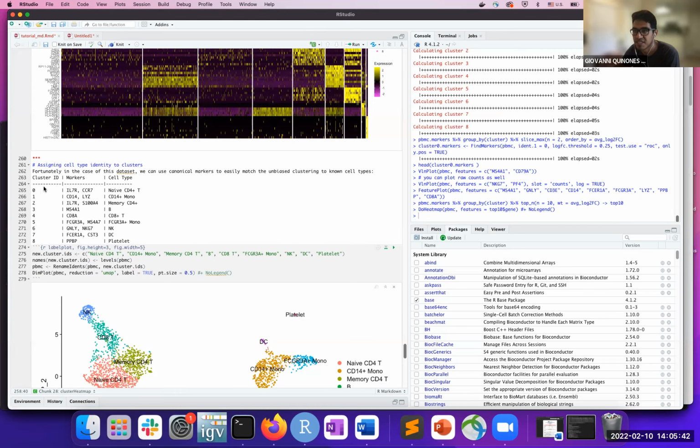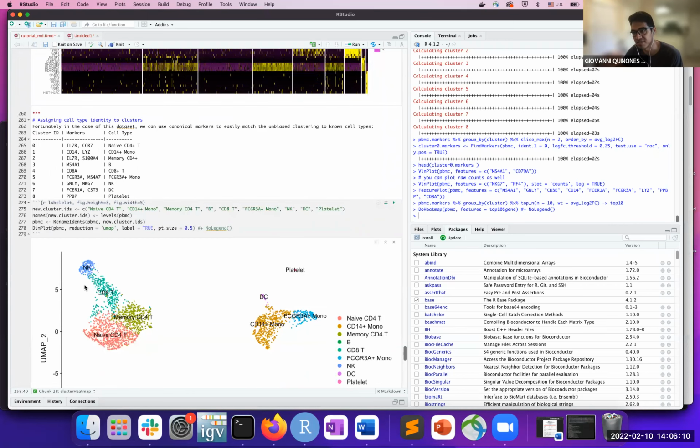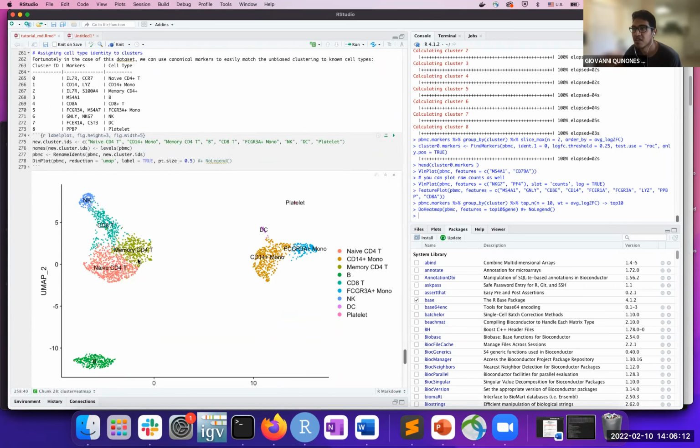So in our example, we have cluster ID 0. And in cluster 0, we have two marker genes. What is known already from previous studies is that these particular genes tend to be overly expressed in naive CD4 plus T cells, and so on. So based on this previous knowledge, we can assign an identity to every cluster that we found. We're going to do that in our next line of code.